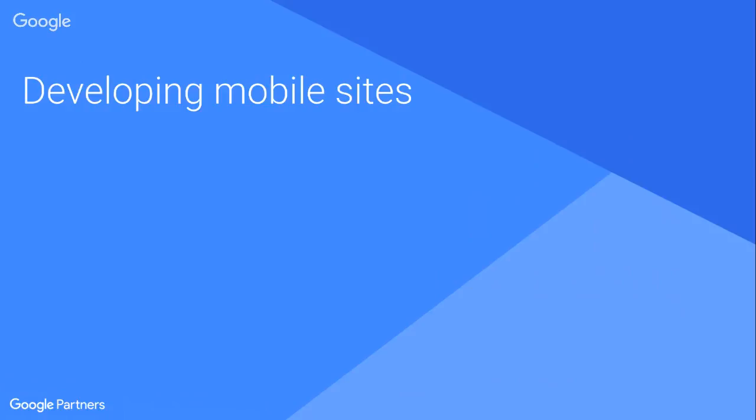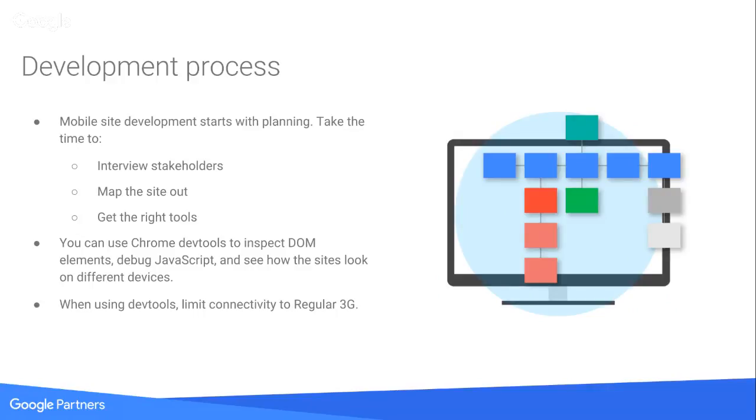And let's move over to developing the mobile sites. Mobile site development begins with planning, as you know. You'll probably want to interview the stakeholders of the site, map the site out, and get the right tools. One set of tools that you can use is the Chrome DevTools. Chrome DevTools can be used to inspect DOM elements. It also can be used to debug JavaScript and see how the site looks on different devices. A quick advice on this: when you're using DevTools, you should limit your connectivity to regular 3G, because that's the most regular one.